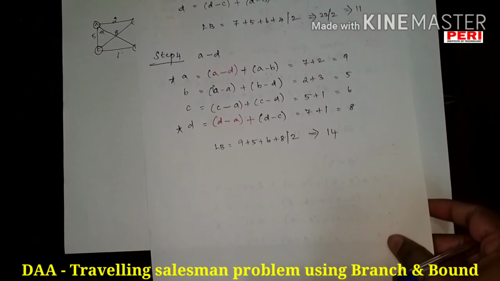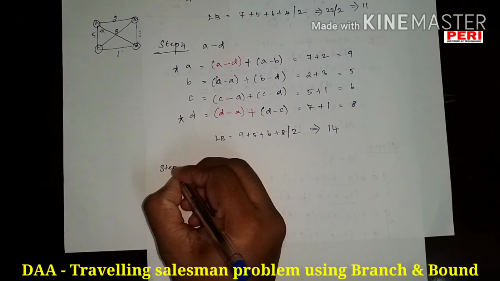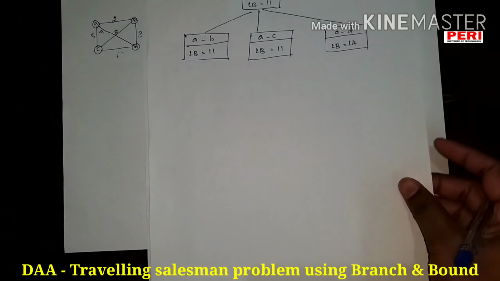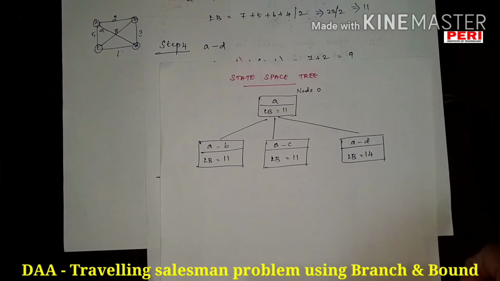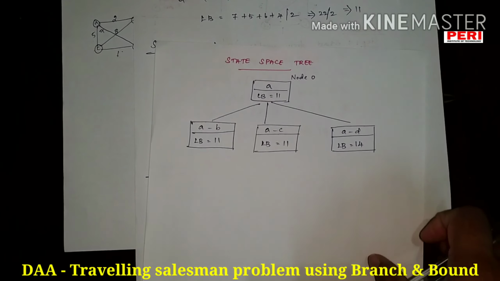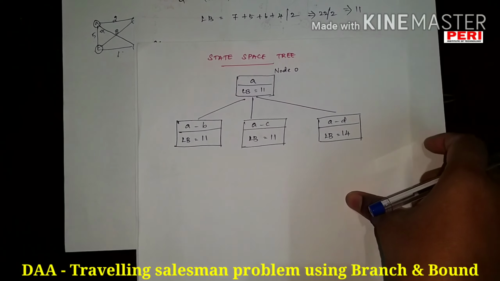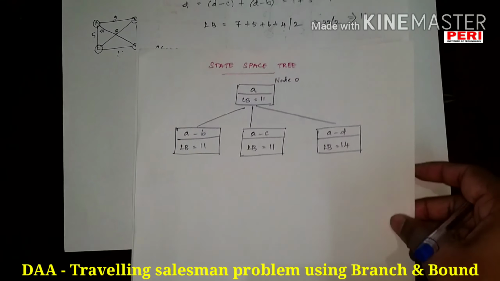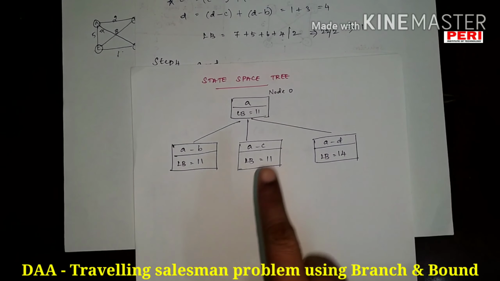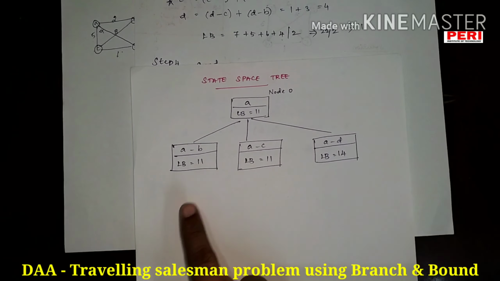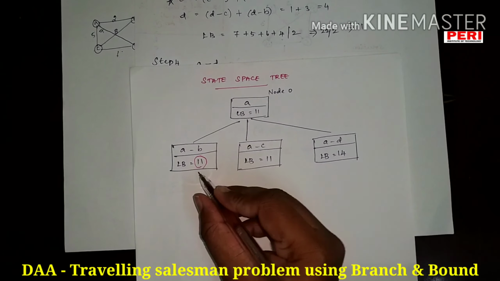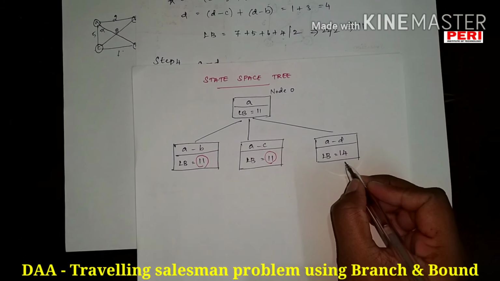Next, step 5. Before going to step 5, we are supposed to see the state space tree properly. Look at the state space tree here. I have started from vertex A, and from A I had 3 possibilities: to B, to C, to D. Therefore I have taken the next level as these 3 possibilities, and among these 3 you can see the lowest cost. Here you have lower bound as 11, here 11, and here 14.